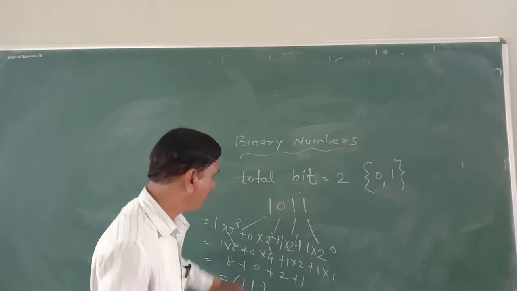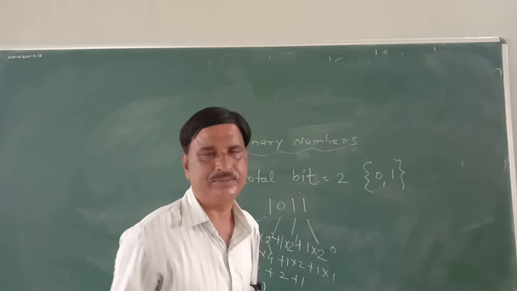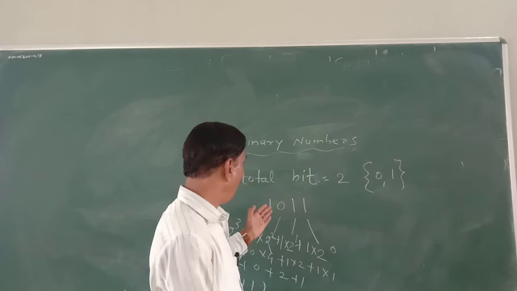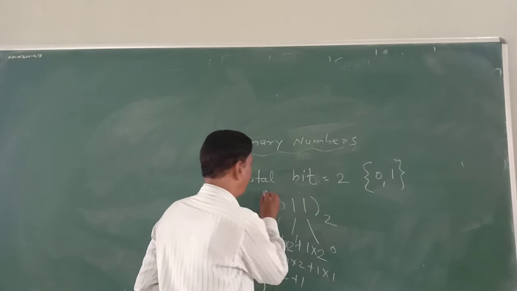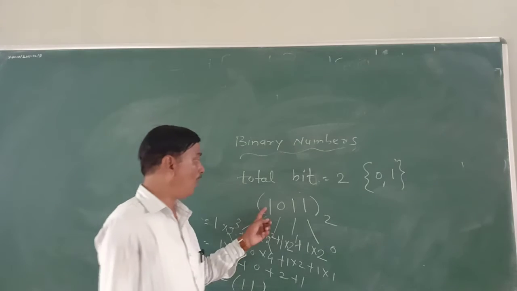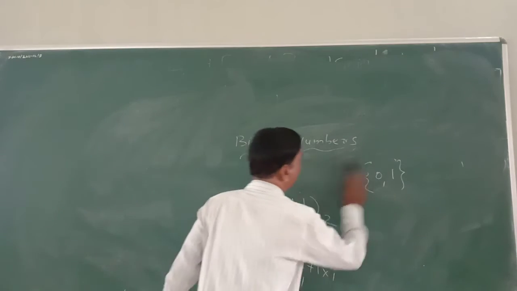Now you can ask, how can we say 1011 is binary? It may be decimal, because 1 and 0 are available in the decimal number system also. That's why we give the base. So what definition can we write of the binary number system?